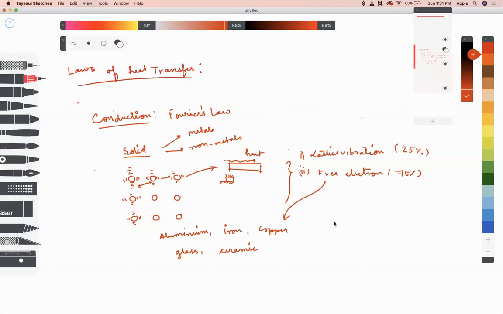See, I don't really bother about what exactly the definition is written in a book, as long as you understand the physics behind it. If you completely understand it, and you write it in your own words, and you write the correct thing, I will give the same marks. All right, so no need to memorize, just try to understand what goes on inside a particular physical phenomenon. All right, so this is about conduction.